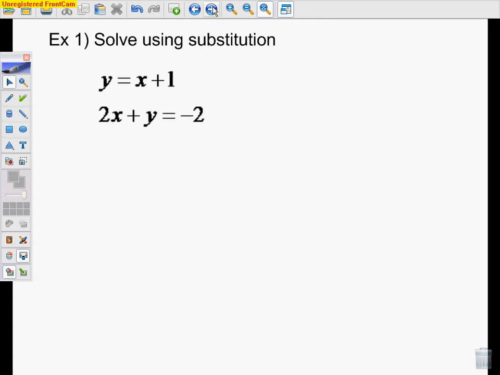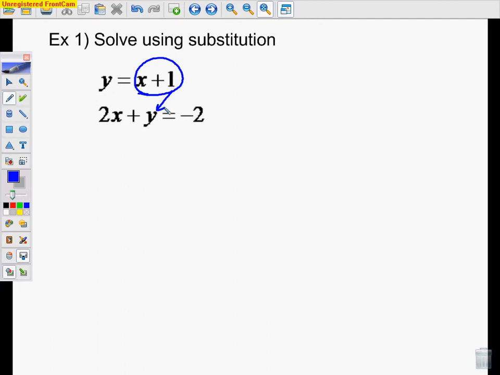Now, mathematically speaking, I give you this linear system, and I tell you that y equals x plus 1 and 2x plus y equals negative 2. Now, just like before, you have something that's equal to each other. Here, you know that y is the same thing as x plus 1. These are equal to each other. They're worth the same value. All right, so since I know y is the same thing as x plus 1, I could take that x plus 1 and sub it in for the y in the other equation.